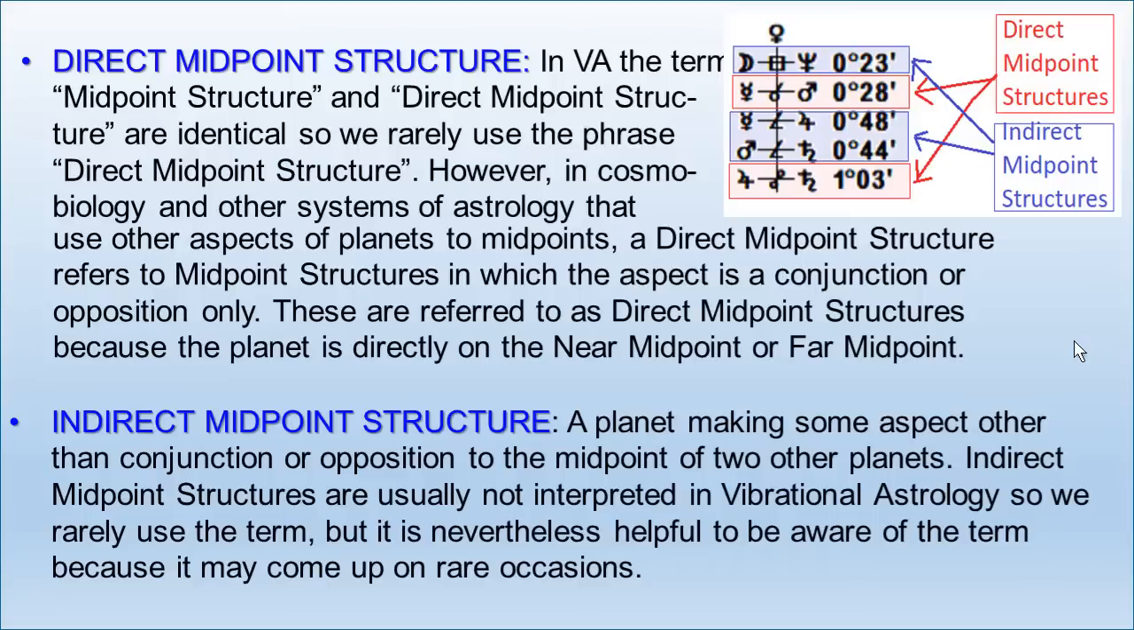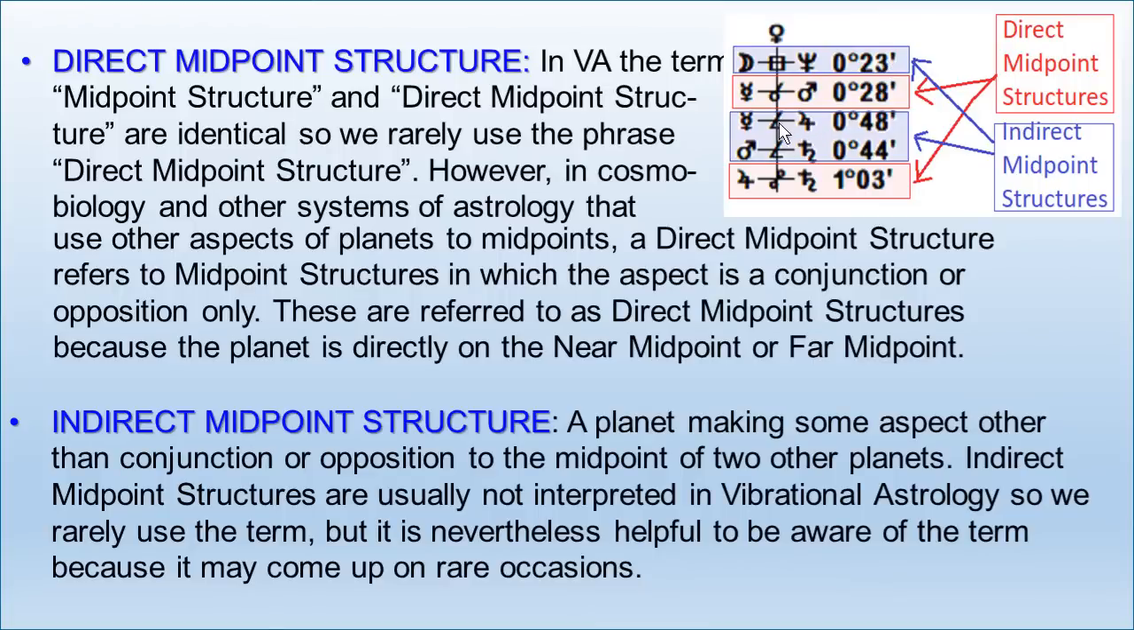And an indirect midpoint structure is when the planet makes some other aspect other than a conjunction or opposition to the midpoint. So let's look at this in the upper right corner. Here is a midpoint structure, a midpoint tree for Venus. Venus is the focal planet. And this is what a midpoint tree can look like in what's called cosmobiology, a system of astrology that relies heavily on midpoints and does use other aspects. So Venus is square the Moon-Neptune midpoint with a 23-minute orb. Of course, that's an indirect midpoint structure.